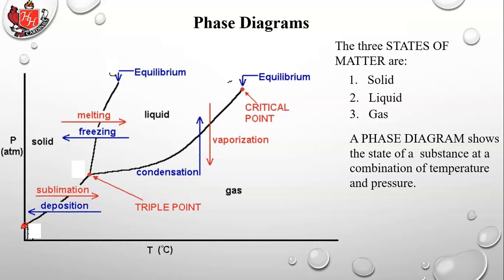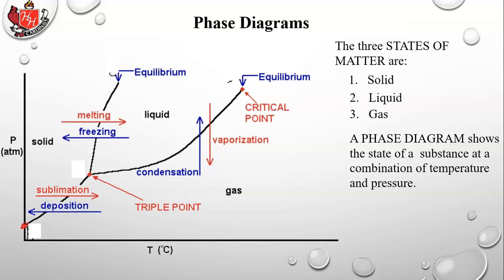And then the two that are a little bit less known are going directly from solid to gas, because that's somewhat unusual. In other words, you're going from solid to gas without going through a liquid phase, and that's called sublimation. If you go in the other direction from gas directly to solid without going through a liquid phase, that's called deposition.